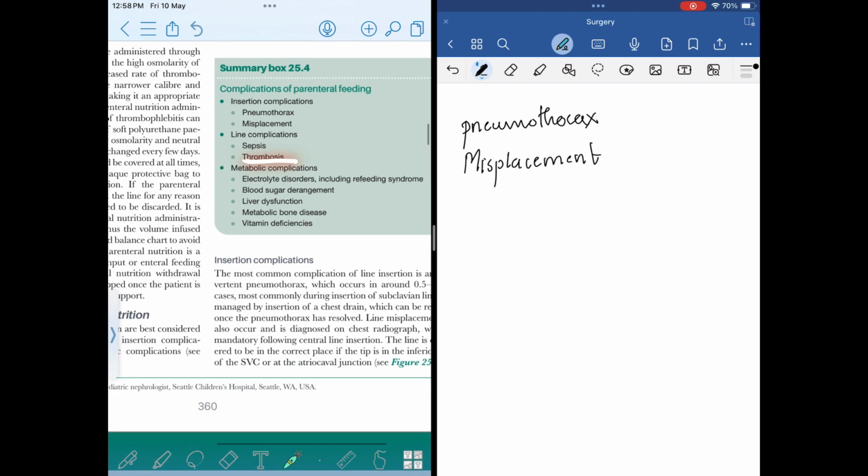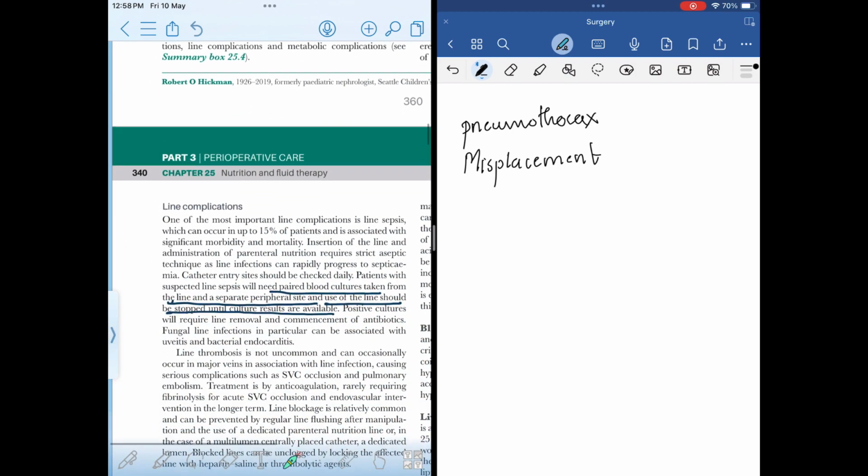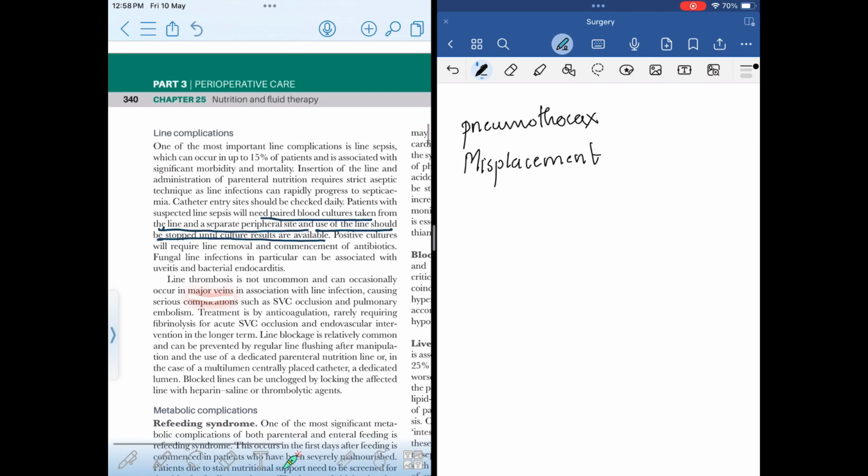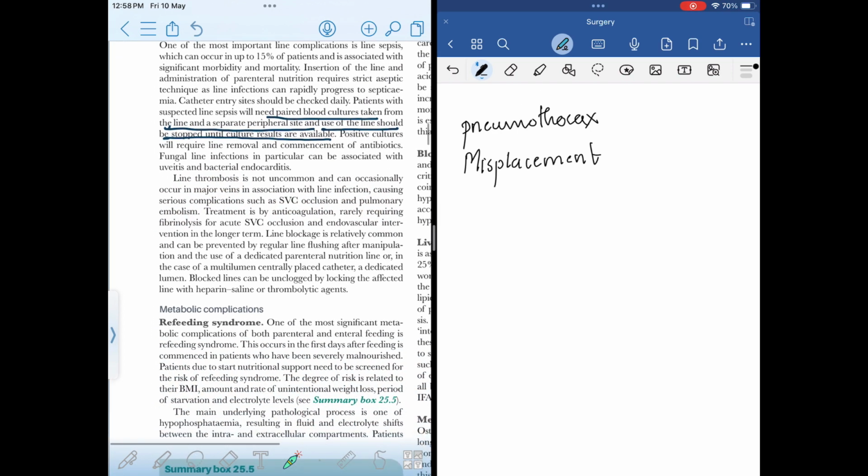Next is thrombosis. This is also not uncommon. This can occur in the major veins in association with line infection, and it can cause some serious complications such as SVC occlusion and pulmonary embolism. So we treat it by anticoagulation.